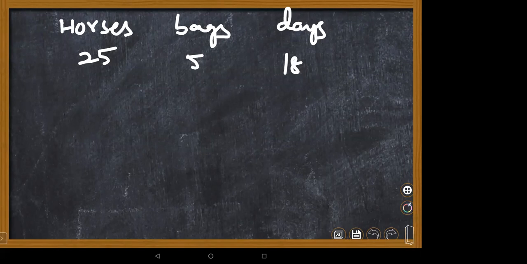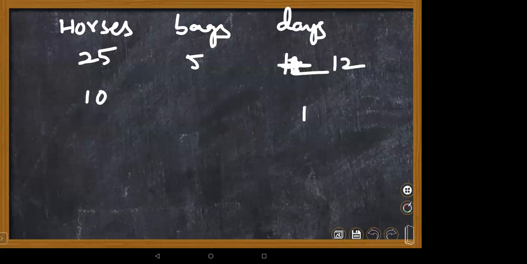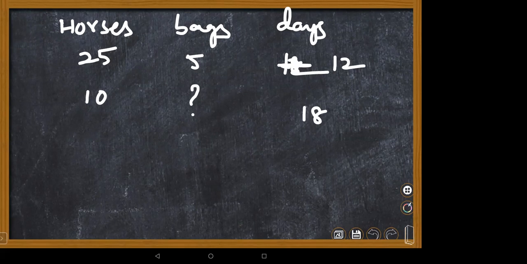Now you have to find out here that the horses will be 10 horses. Sorry, children, this is 12 days. The first one is given as 12 days, and 10 horses in 18 days. How many bags of corn will they eat? This is your question, we can write it as X. Come on, children, please. How are you supposed to find it over here?